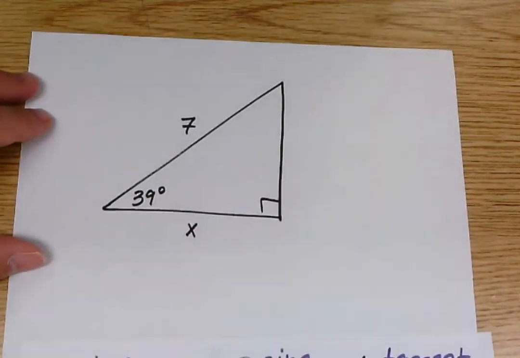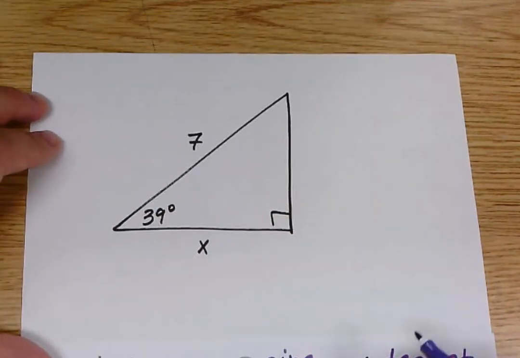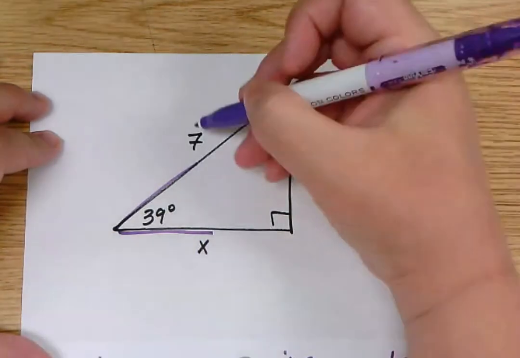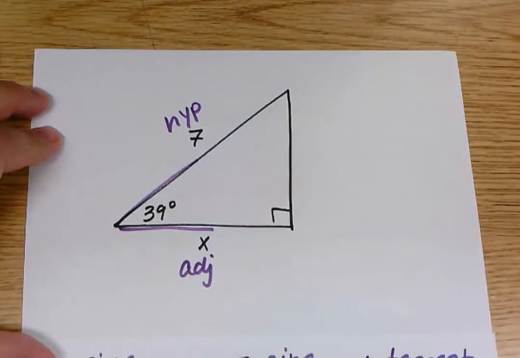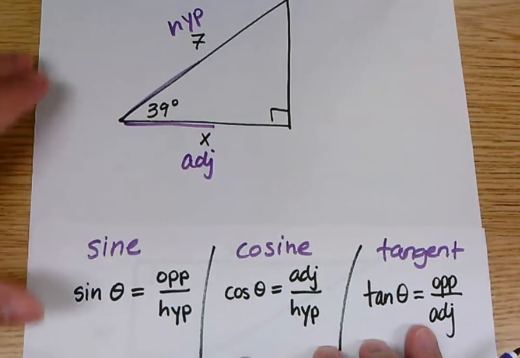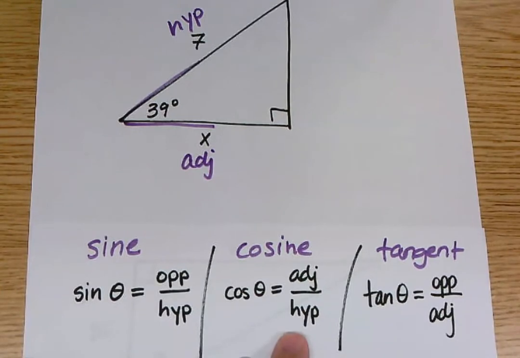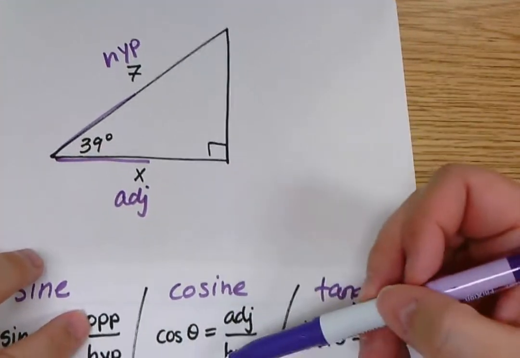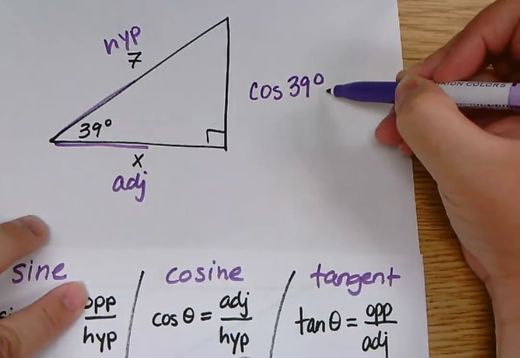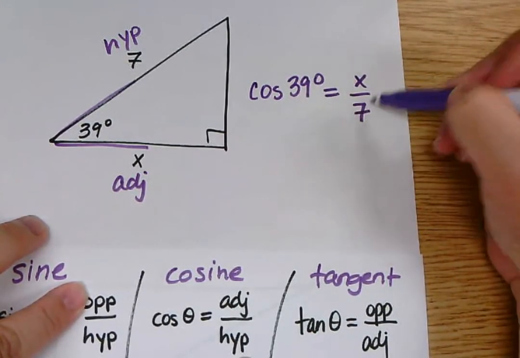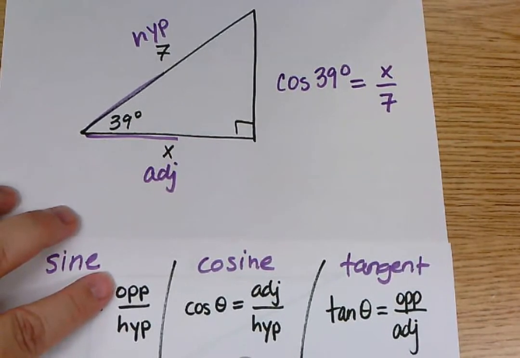The first thing I have to do in doing that is figure out which sides I'm working with. Here is my angle. This is the hypotenuse of this right triangle. This is the adjacent. So I need to work with the hypotenuse and the adjacent. And the trig function that does that is the cosine. So I'm going to set up this equation and fill in the things that I know. I know the angle, I know that adjacent, I could put an X, and I know the hypotenuse is 7. So I'll write an equation just like that: cosine of my angle equals adjacent over hypotenuse. And then I solve.